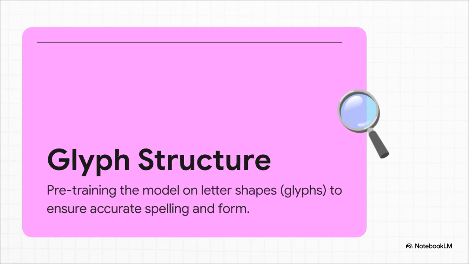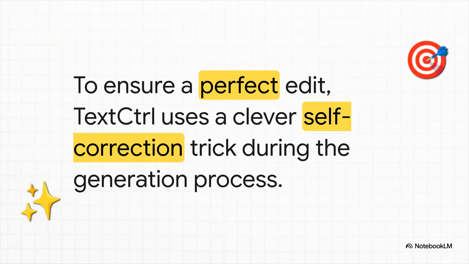The second part of the puzzle is Glyph Structure representation. Now, a glyph is just a fancy word for the specific shape of a letter. TextCtrl is pre-trained on tons of different fonts, so it knows exactly what an A looks like, or a G, or a W. This is how it avoids all those spelling mistakes and weirdly shaped letters that messed up the older models.